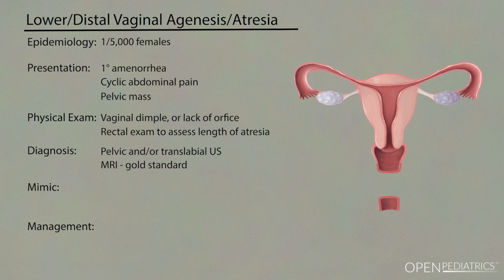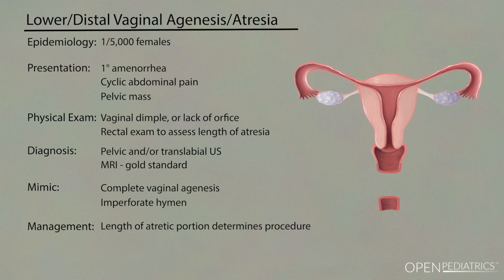vagina, but MRI is the gold standard in determining the anatomy, which is important for surgical management. MRI or ultrasound can be used to evaluate for the presence or absence of renal anomalies. As noted, lower vaginal agenesis can be confused with complete vaginal agenesis or imperforate hymen.